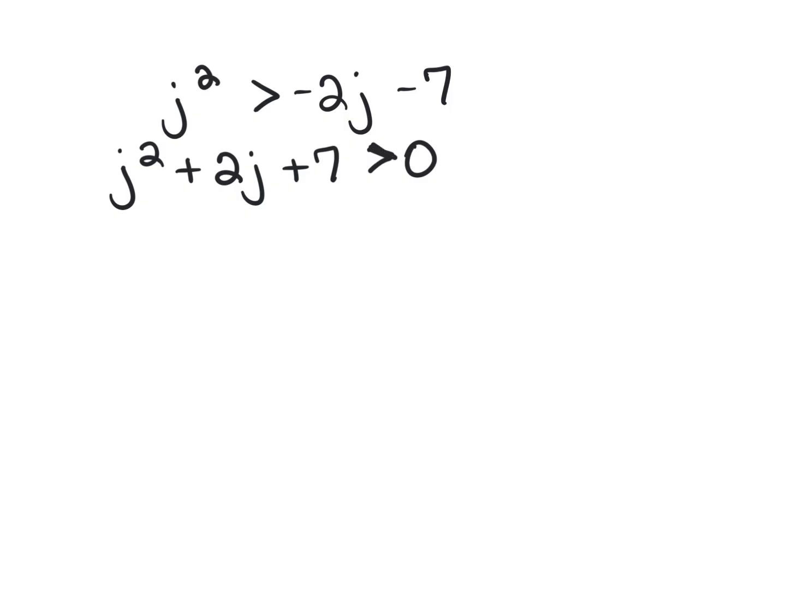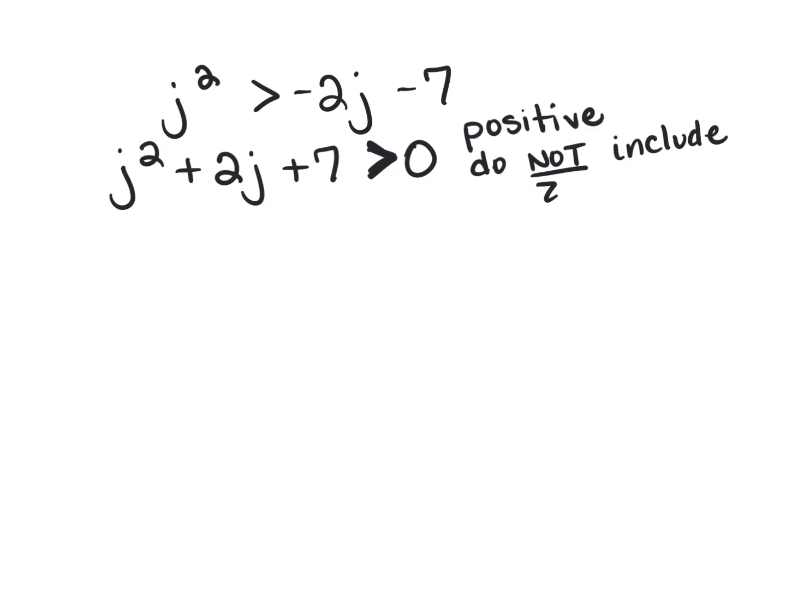Next thing we need to do is make our 2 decisions. This says that my function is greater than 0, so I'm going to be looking for positives. And we do not include our zeros because it does not have the line under there. So the next thing we're going to have to do is go find out where the zeros are.